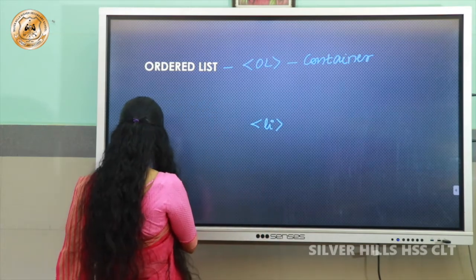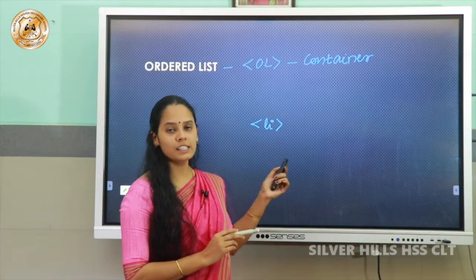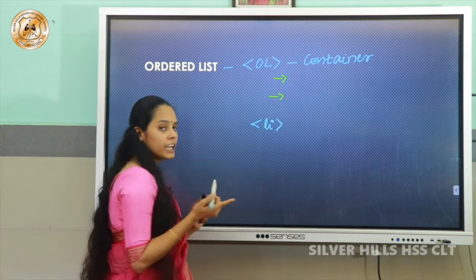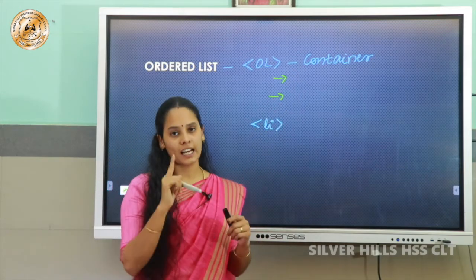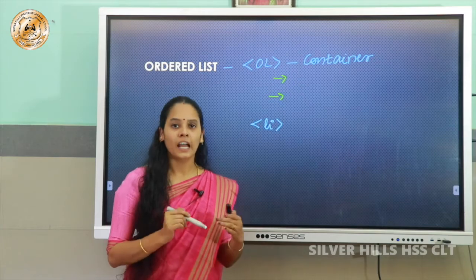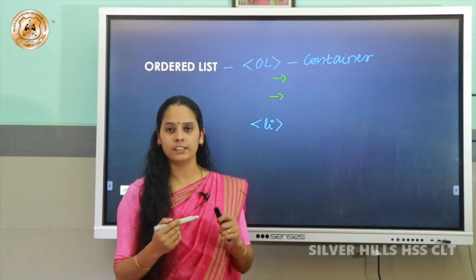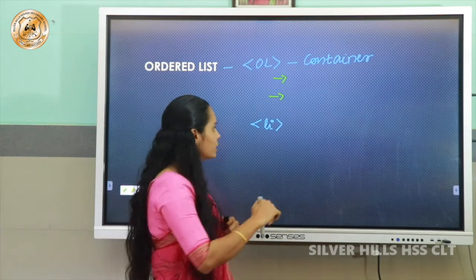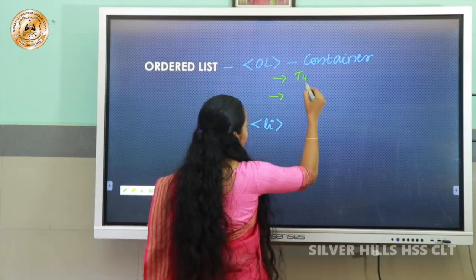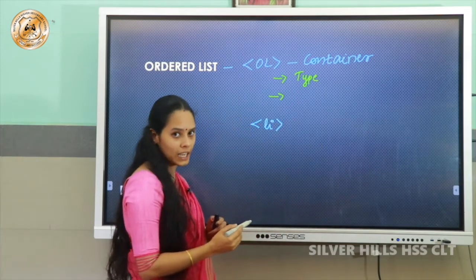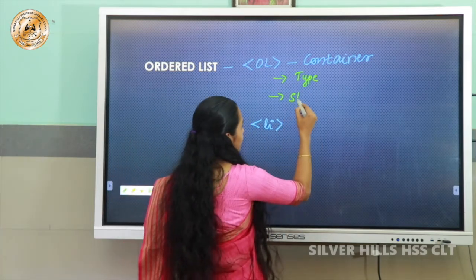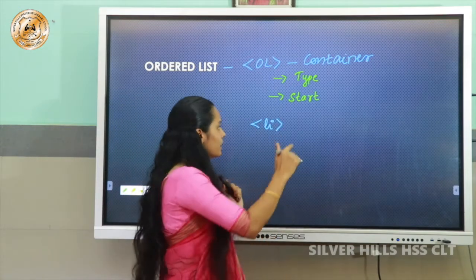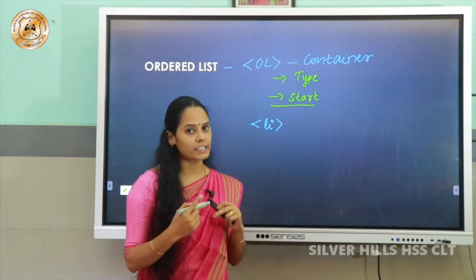Now let us see what are the attributes of this OL tag. The OL tag has two attributes. In the UL tag we have studied that it has one attribute, that is type, and it can have three values: square, disk or circle. And here the OL tag has two attributes. The first attribute is what? Type. The first attribute is type, and the second attribute is start. It has two attributes, type and start, and the use of the start attribute I will explain later.